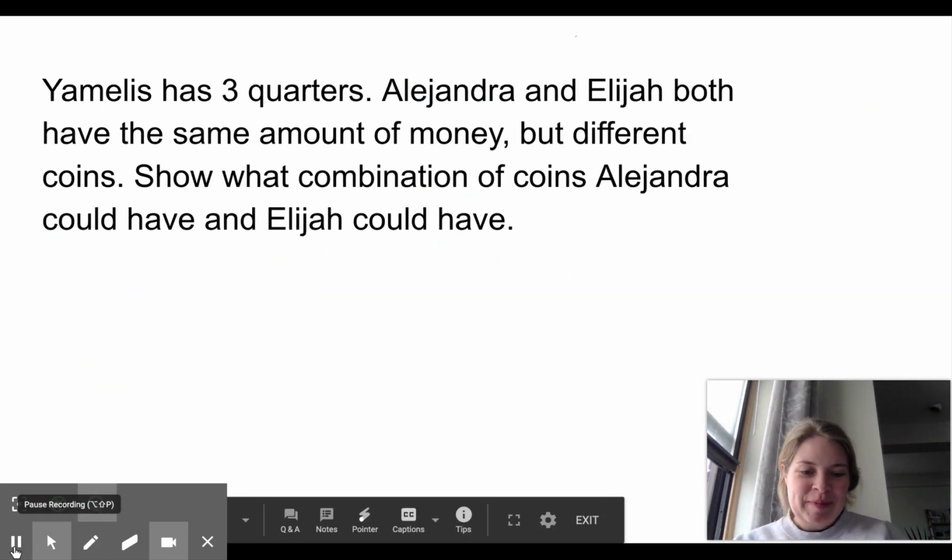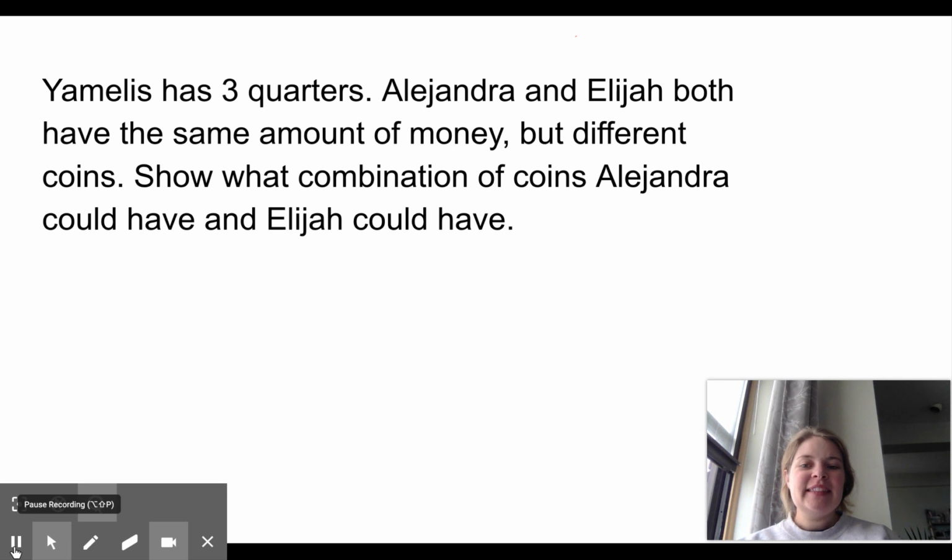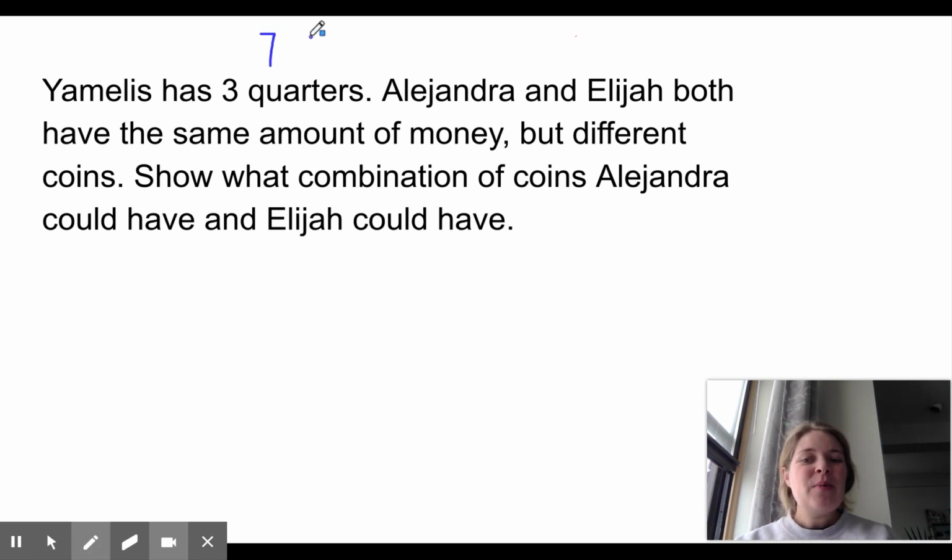Let's try another problem. Yamilise has 3 quarters. We just did this. How much is 3 quarters? 3 quarters is 75 cents. We don't even need to do the math for that because we can skip count it.